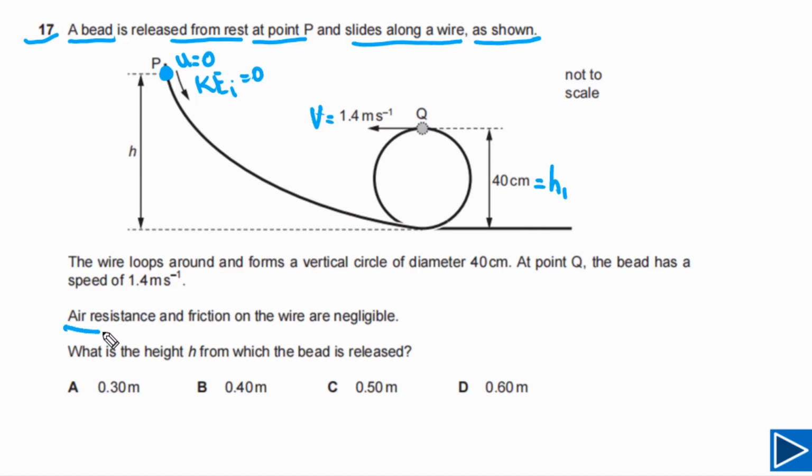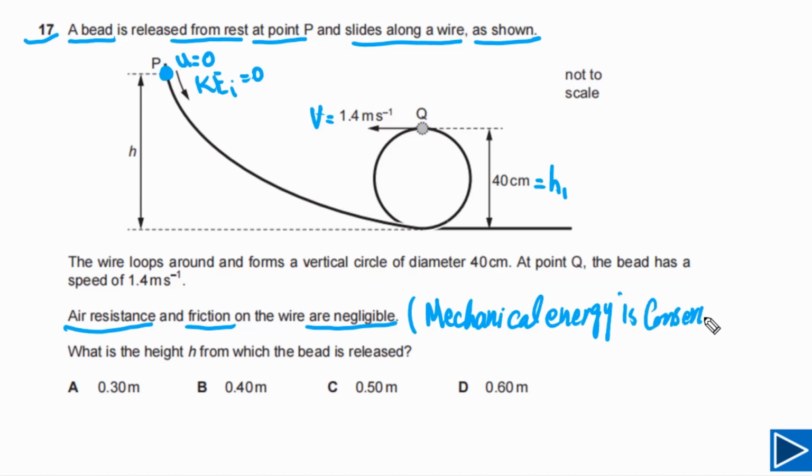It is given to us that in this case air resistance and friction on the wire are negligible, so it simply means that mechanical energy is conserved. Very important point. Later I will explain what exactly mechanical energy is. We need to find out what is the height h from which the bead is released. Simply, we need to find the value of this h.